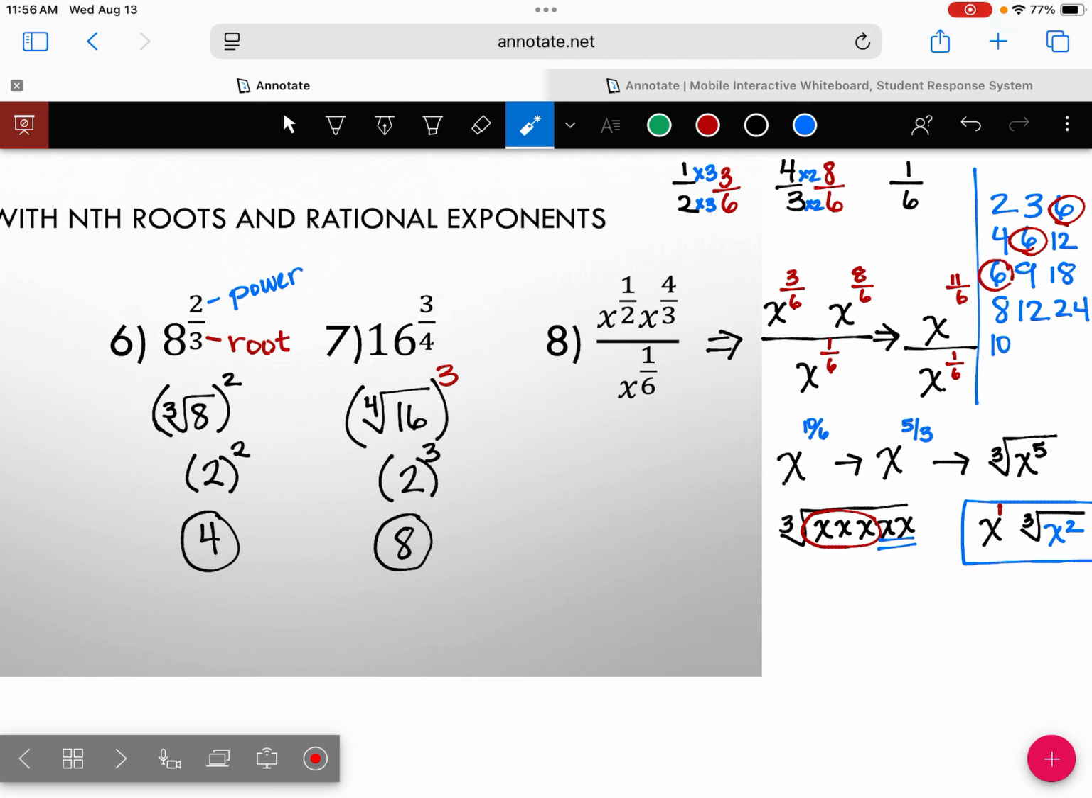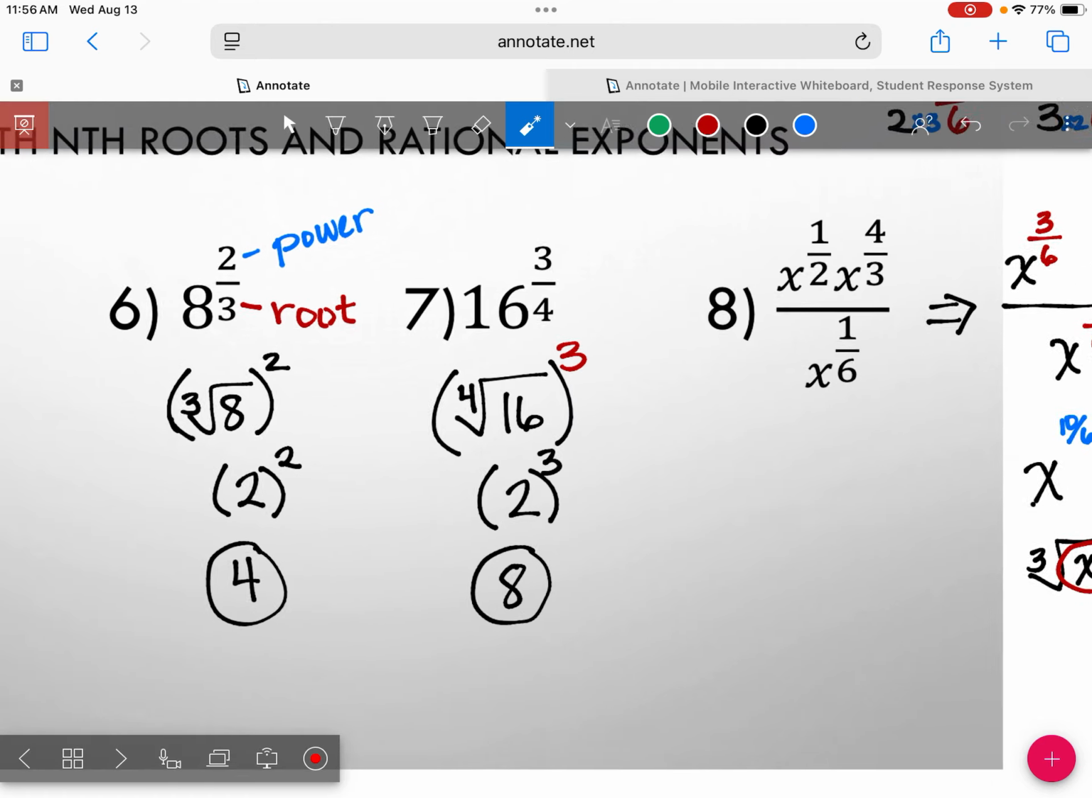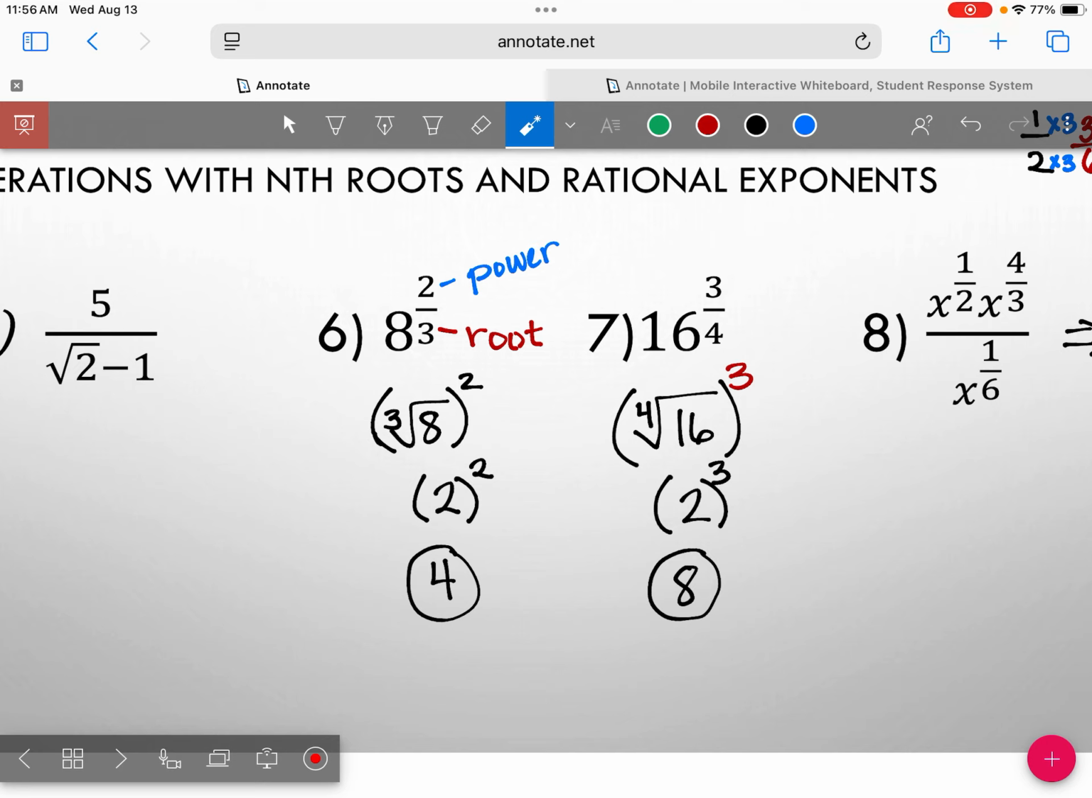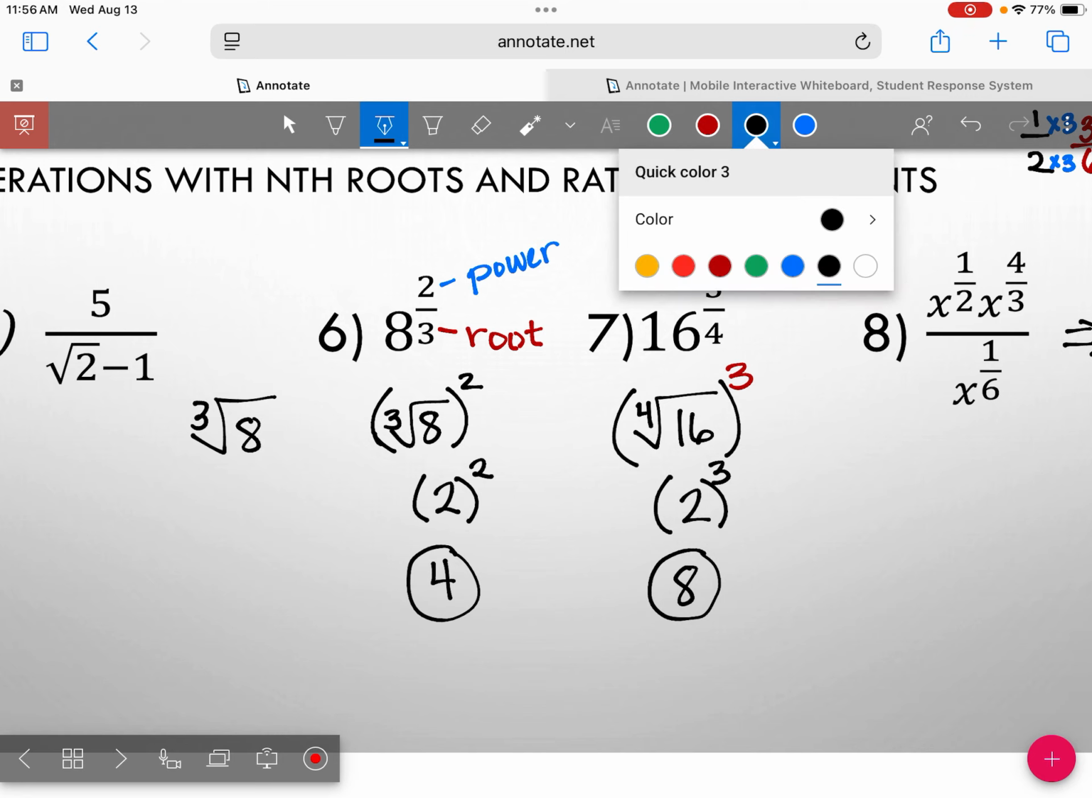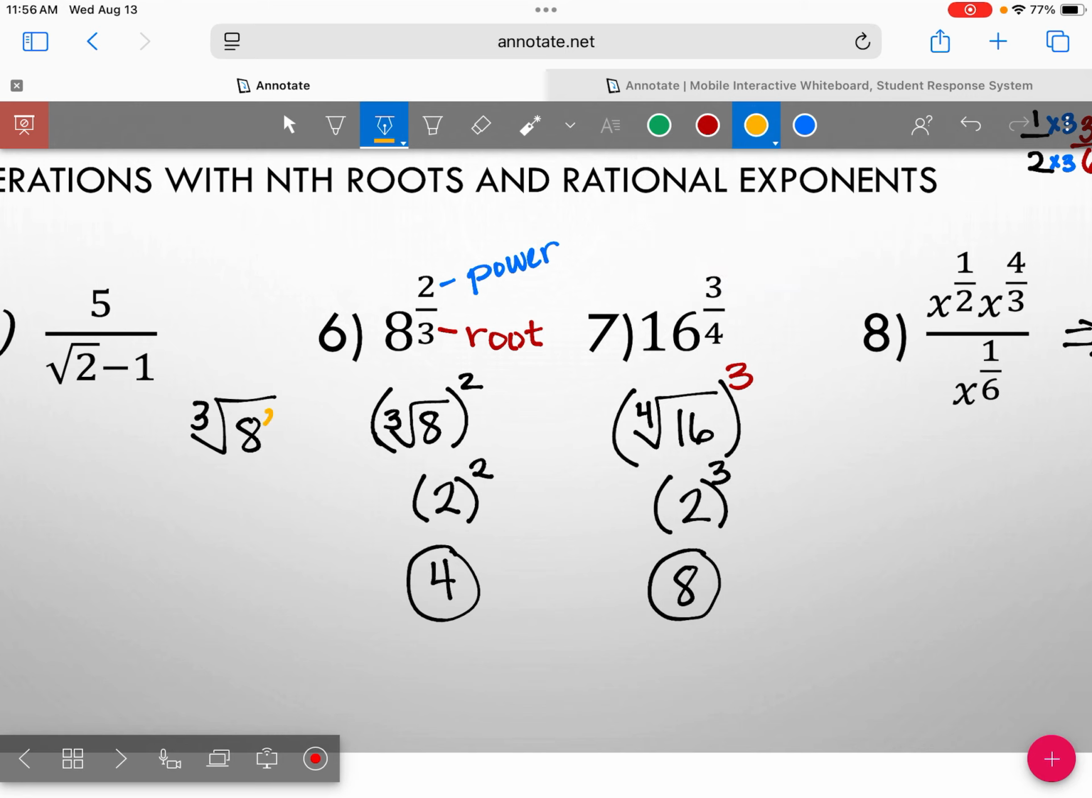Okay, that's a really good question. Thank you for asking that. So we could actually, when it's a number, I usually like to start with the root first. So let's talk about that real quick. We could actually go a different way. We could take the cube root of 8, and then if I put the 2 here, which is totally fine, because you have a choice where you put that 2. Then I would have 8 squared, and 8 squared is 64. And then the cube root of 64 is 4. So 2 different ways to get there.